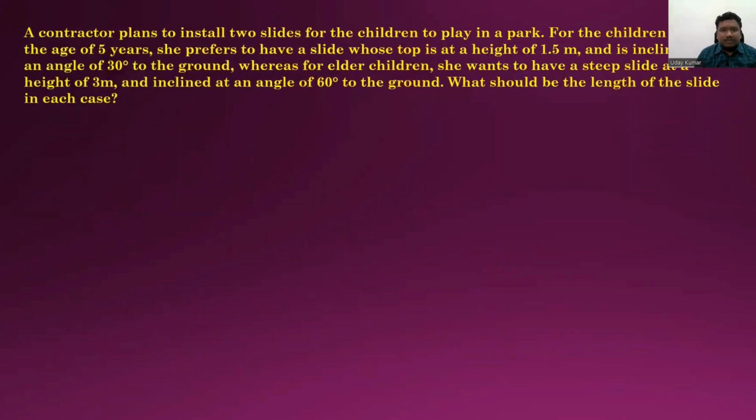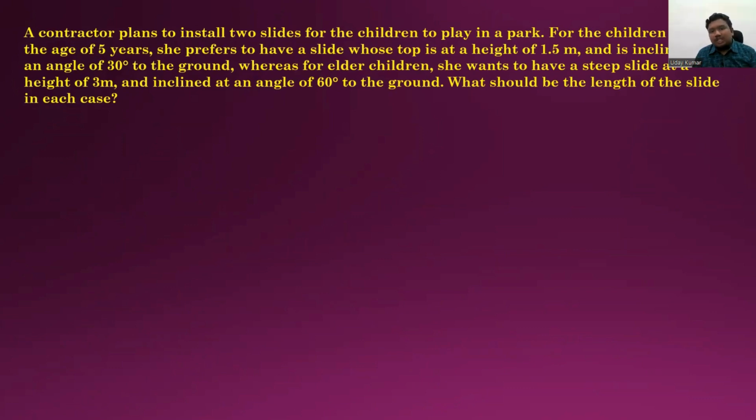A contractor plans to install 2 slides for the children to play in a park. For the children below the age of 5 years, she prefers to have a slide whose top is at a height of 1.5 meters, that is 3 by 2 meters, and is inclined at an angle of 30 degrees to the ground. That slide, preferred for children below 5 years, makes an angle of 30 degrees with the ground.